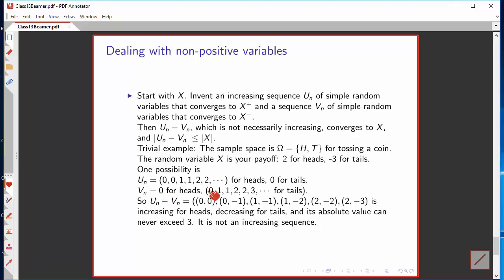Similarly, for tails, we will lose 0 on day 1, lose 1 on the next 2 days, lose 2 on the next 2 days, and subsequently the loss for a tail will be 3. So we've got something that converges to the heads payoff, something that converges to the tails payoff. If you look at u sub n minus v sub n, this is increasing for the heads payoff, it's decreasing for the tails payoff. The absolute value can never exceed 3. However, it is not an increasing sequence.